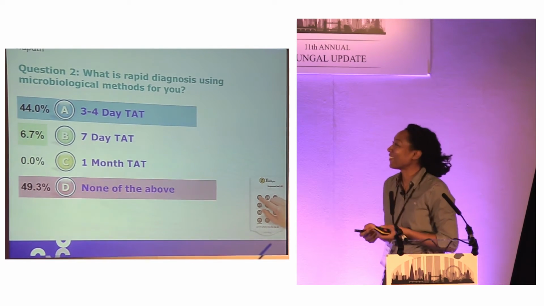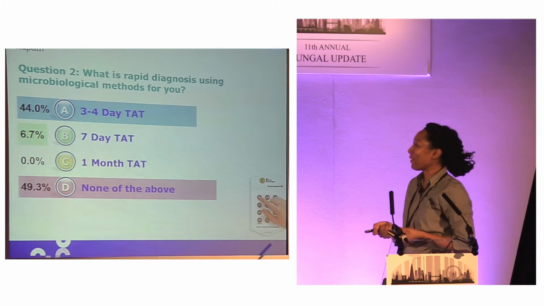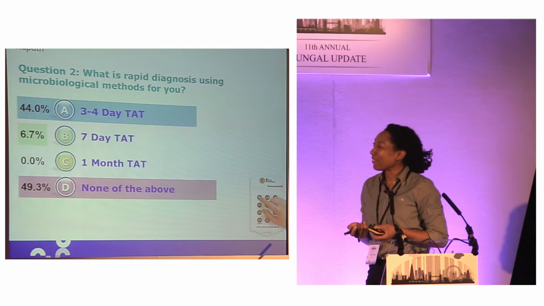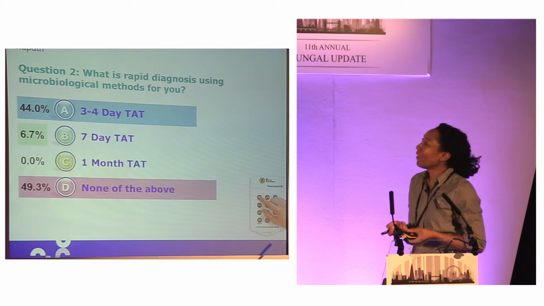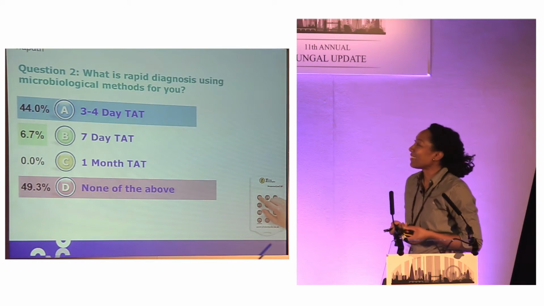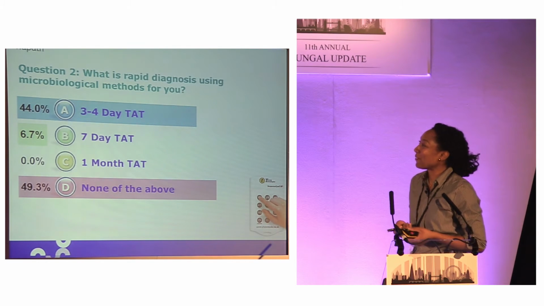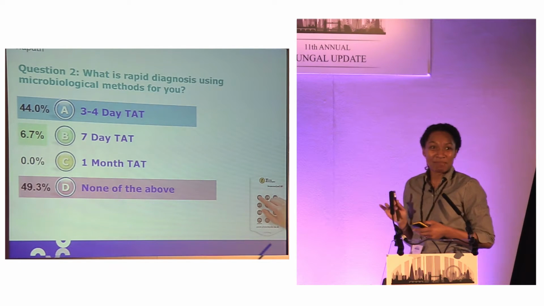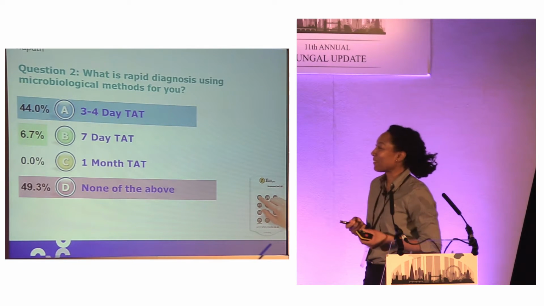That's almost dichotomous. So none of the above has the highest percentage there with 49%, and 3 to 4 day turnaround time is considered good by 44% of you there. 7-day turnaround time seems acceptable for 7% of you.